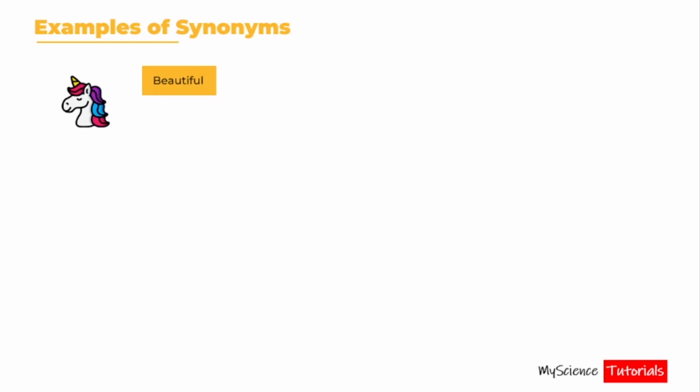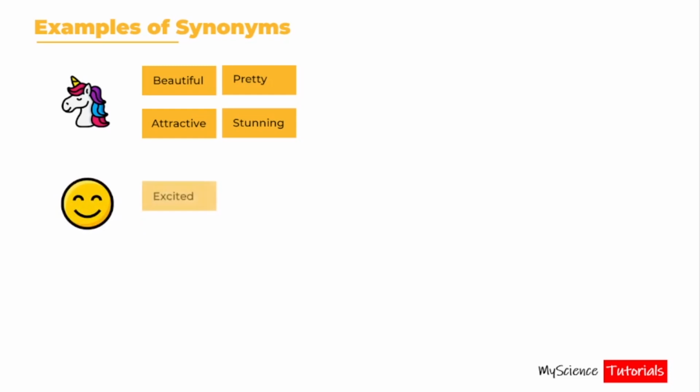So what other word can I use for beautiful? I can say the unicorn is attractive. Attractive. The word attractive also means beautiful. Or I can say pretty. The unicorn is pretty. I can also say stunning. The unicorn is stunning. You are very stunning. You are very beautiful. You are very pretty. You are very attractive. They all mean the same thing. They are describing how beautiful, how attractive an object or someone is.